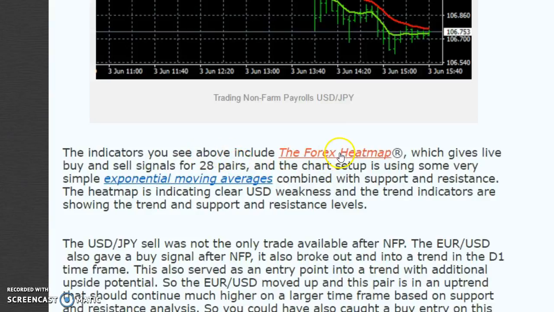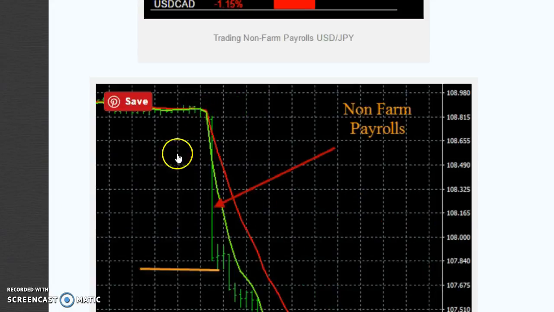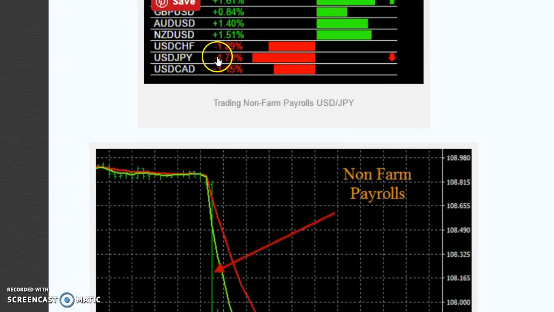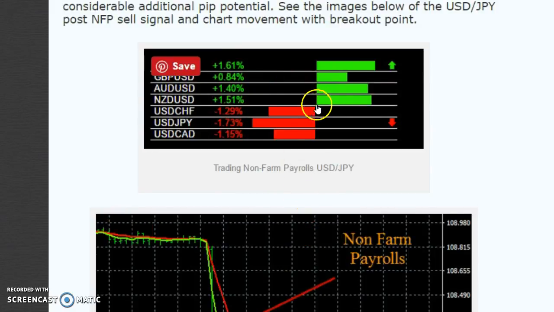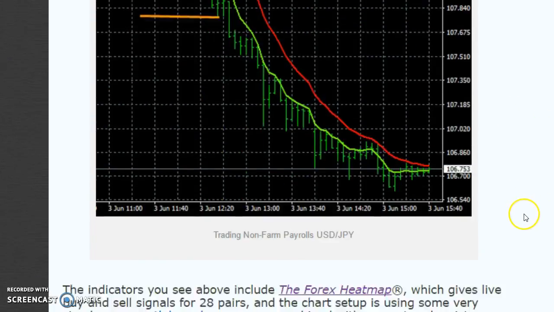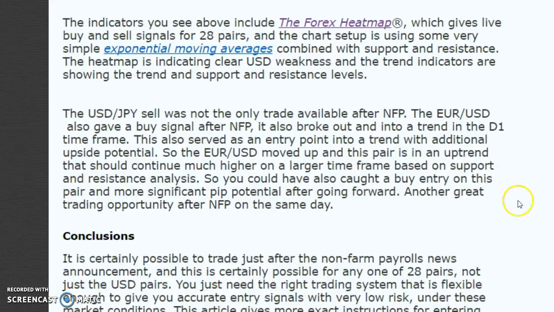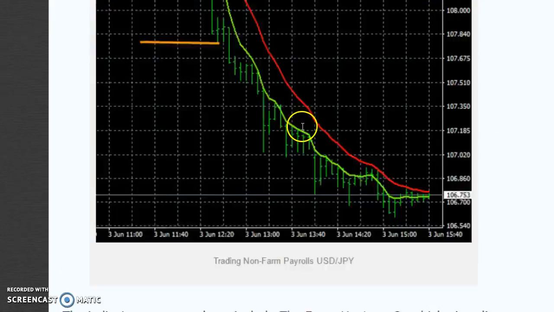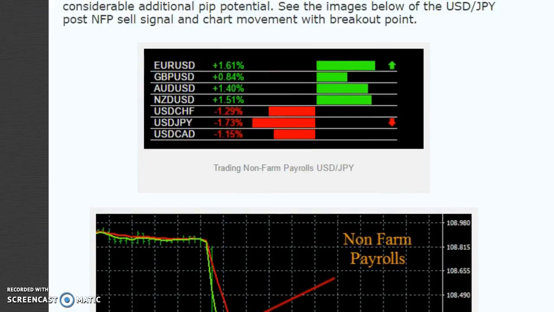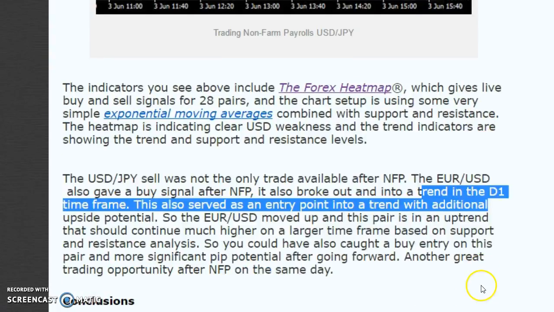What you're using here is the Forex Heatmap, which you can link to there, and some very simple exponential moving averages set up on this MetaTrader charting system. This is the Forex Heatmap here. You're using some pretty simple indicators. You're waiting until after non-farm payrolls and checking to make sure that the signals are consistent on at least one currency. So the Euro USD also rose on the USD weakness, and it broke into the D1 time frame trend, so that was also a good trade. We could have shown you a chart on that one too. Pretty strong move there on the Euro USD.